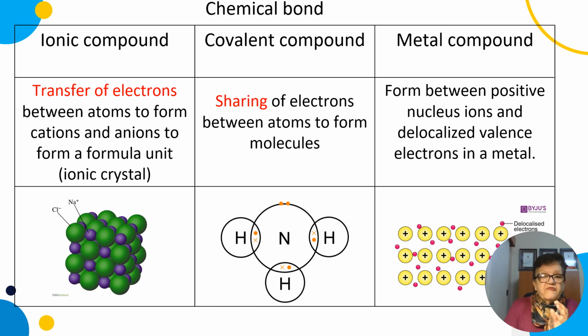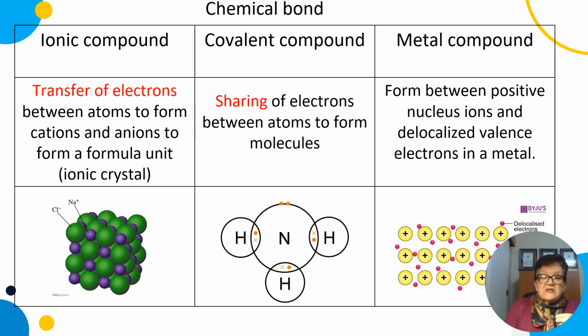For the transfer of electrons, as I've said, it's from the metal to the non-metal. So the metal forms a positive ion, in other words, we call it a cation. And then the non-metal accepts an electron, and then we say they form an anion. And opposite positive and negative ions will attract.